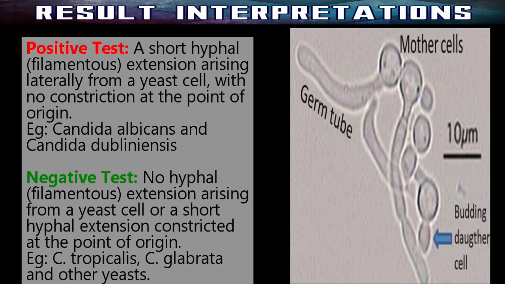Germ tube is half the width and 3 to 4 times the length of the yeast cell, and there is no presence of nucleus. Examples: Candida albicans and Candida dubliniensis. If your test is negative, then you will see no hyphal extension arising from the yeast cells, or a short hyphal extension with constriction at the point of origin. Examples are Candida tropicalis, Candida glabrata, and other yeasts.